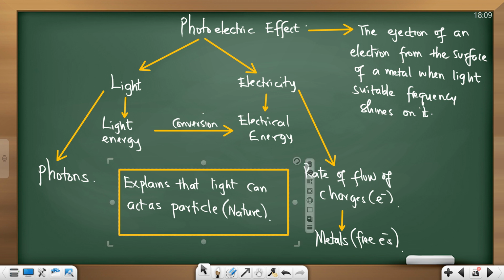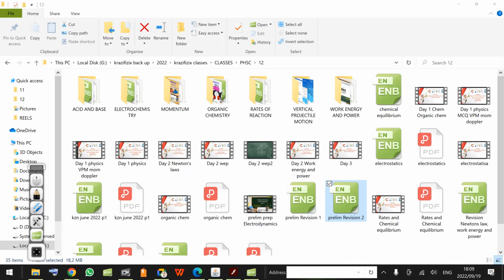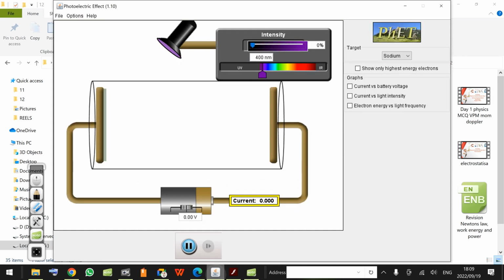So for you to be able to eject an electron from the surface of a metal, we need to shine what? Light of suitable frequency. Let me show you a demonstration quickly of photoelectric effect. I've got my little demonstration here that I use. So what I have here is a metal. Now all I'm going to do is to shine light. If you look at the top here, it says sodium. So I am using sodium metal.